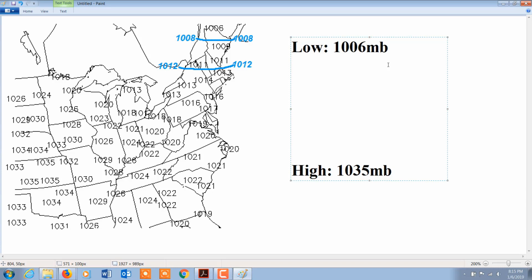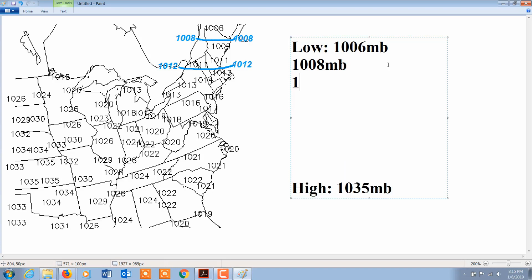So is 1006 divisible by 4? No. Is 1007 divisible by 4? No. But 1008 is. So we're going to draw an isobar for 1008 millibars. Then, once you get that first one, all you really need to do is just keep adding 4. So, 1012 millibars, 1016 millibars, 1020 millibars. Again, each one of these is divisible by 4, and I'm just adding 4 here.